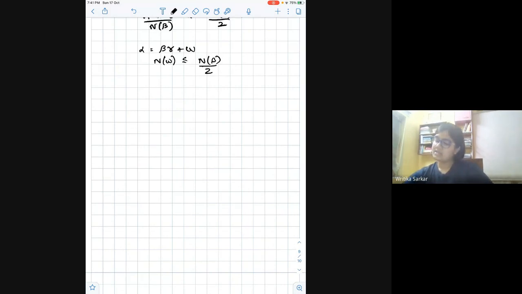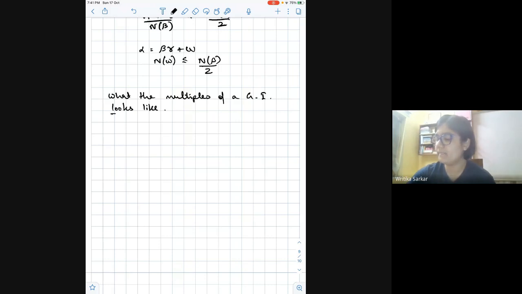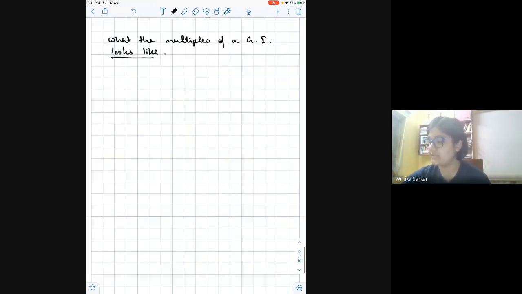So at this point, I think it's good to actually see what the multiples of a Gaussian integer look like in the complex plane. It's actually very satisfying. So I'm going to take some time and draw the thing nicely this time.